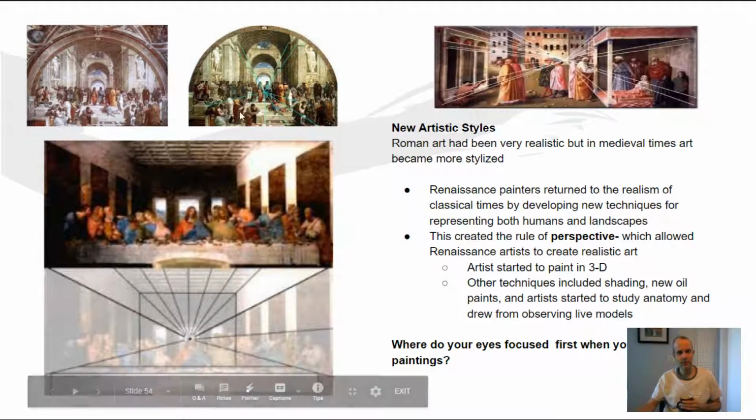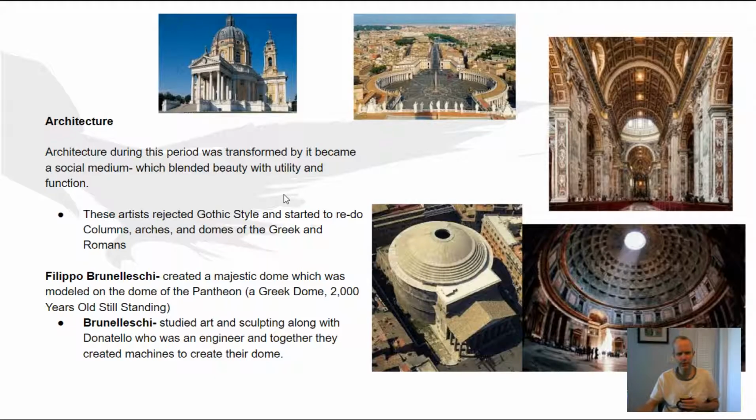This is the Last Supper, and this is the School of Athens. Those are the most famous ones you would need to know with this idea.